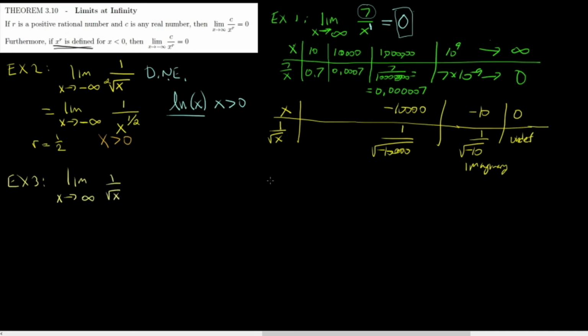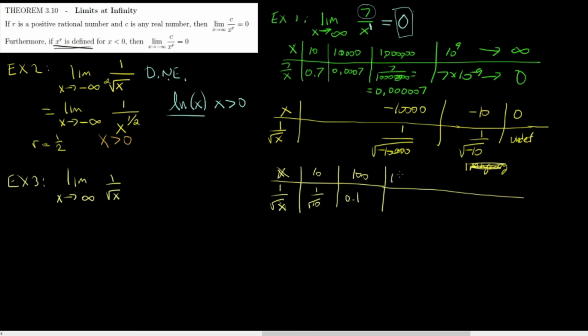So now we're going to reverse this, and here's x, and here's 1 over the square root of x. A very similar table here, but now we're going to be using positive numbers like 10. So 1 over the square root of 10 is something like 0.2 or 0.3, but not very small. If we plug in 100, the square root of 100 is 10, so you just get 1 over 10, 0.1. If you plug in 10,000, you get 0.01.